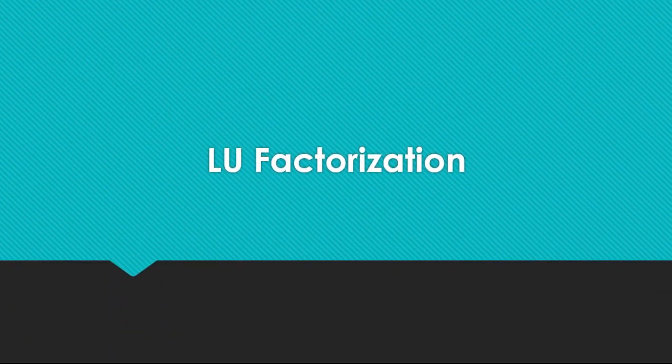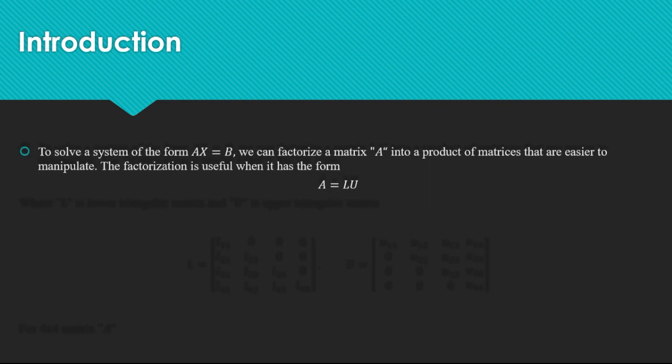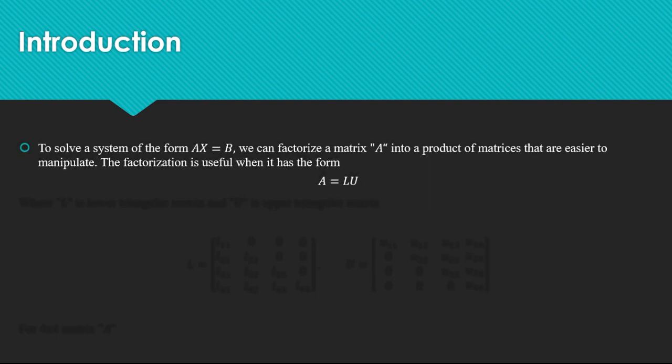In today's lecture, we are going to discuss the LU factorization of a matrix. We can factorize a matrix into a lower and upper triangular matrix, because for solving the system of equations of the form AX = B, we can factorize a matrix A into the product of matrices that are easier to manipulate for the solution of the system AX = B.